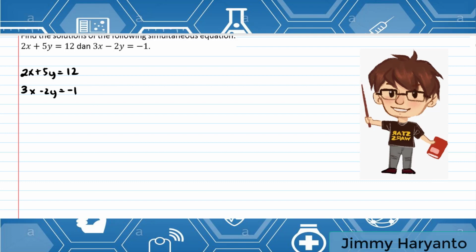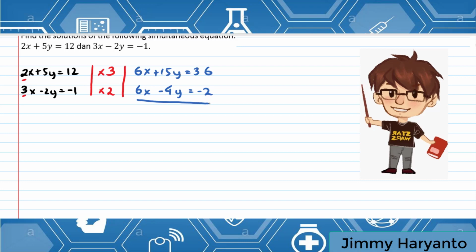For example, this one I will use elimination first. In elimination, you have to make one of the coefficients equal. For example, 2 and 3. To make them equal, the top part should be multiplied by 3, and the bottom part should be multiplied by 2. So the result will be 6x plus 15y equals 36. As for the bottom one, it will become 6x minus 4y equals negative 2. And then we have to subtract them. We can subtract them or we can add them.